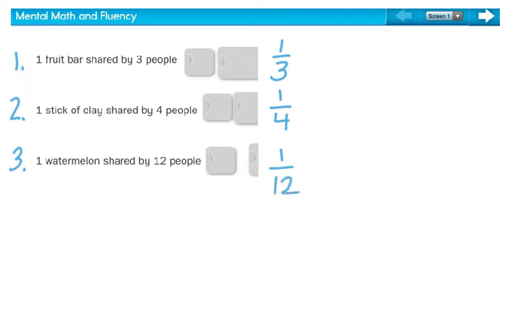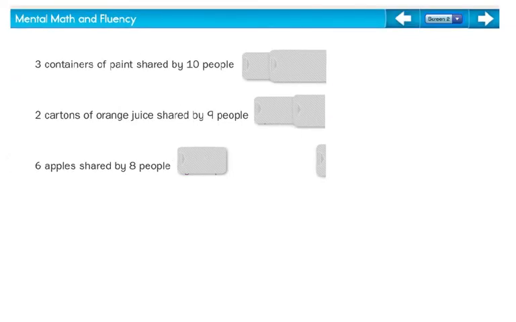So now that I've shown you 3 of them, I'm going to have you go ahead and do number 1, 2, and 3. This is just like the previous one, except it's using different numbers. Go ahead and figure out what a fraction would look like with 3 containers of paint shared by 10 people, 2 cartons of orange juice shared by 9 people, and 6 apples shared by 8 people. Pause your video and write down the answer.